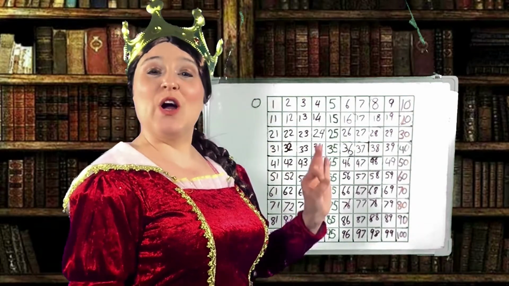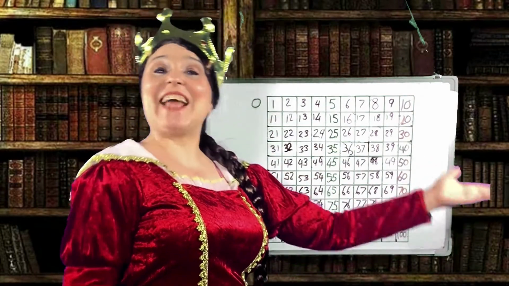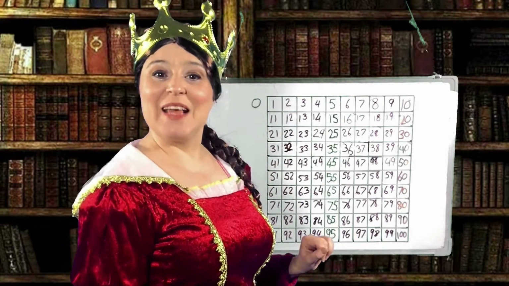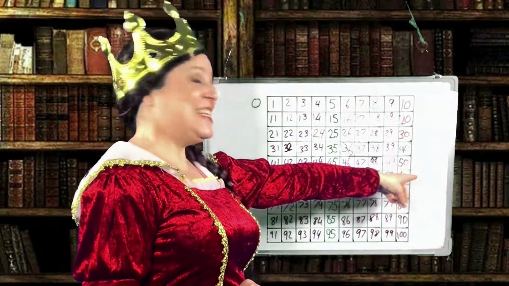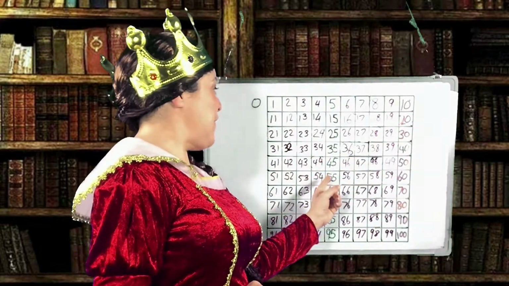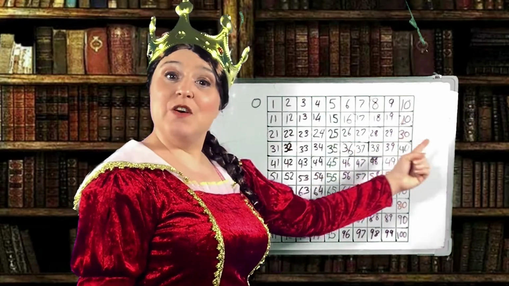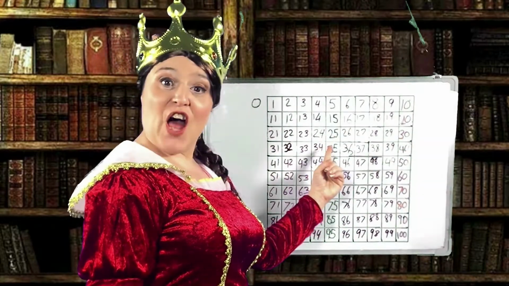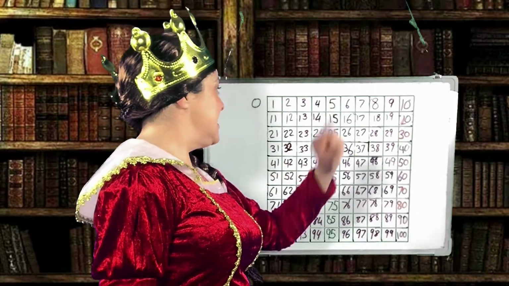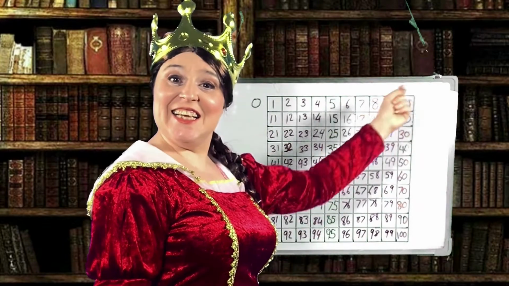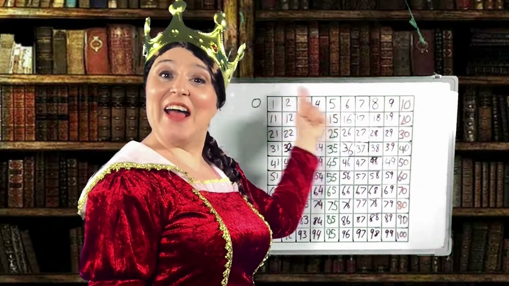Now, we are going to start from 60 and count backwards in multiples of 5 until we reach 0 again. Here we go. 60, 55, 50, 45, 40, 35, 30, 25, 20, 15, 10, 5, 0. Well done.